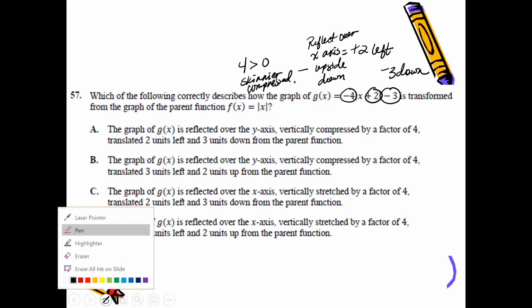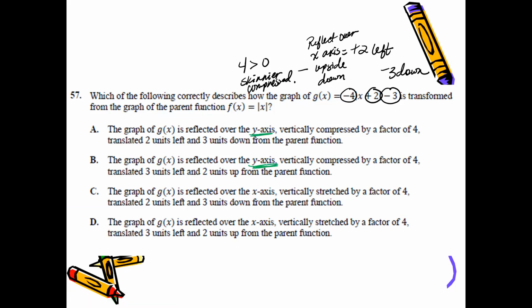First thing that you should notice is that when it says reflected over the y-axis, that's wrong. So it's not A and it's not B, because it's reflected over the x-axis. And why is that? Because if this is the x-axis right there, if this is your happy face, if I flip it over, guess what? Now it's a sad face. So x-axis, not y. So it could be C or D.